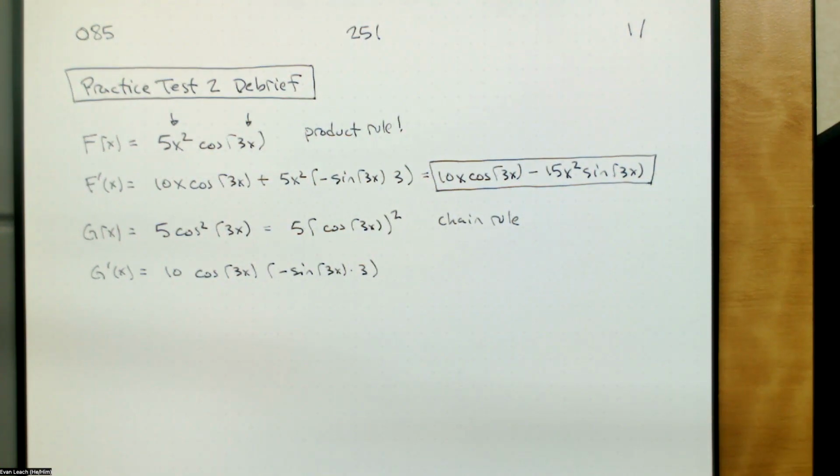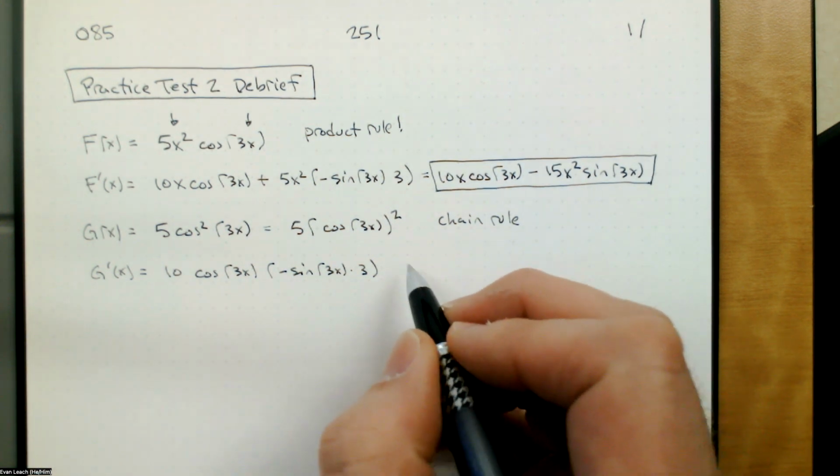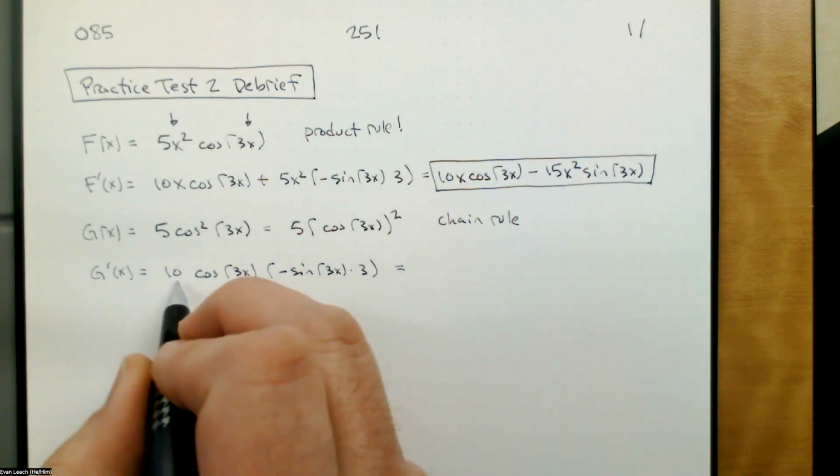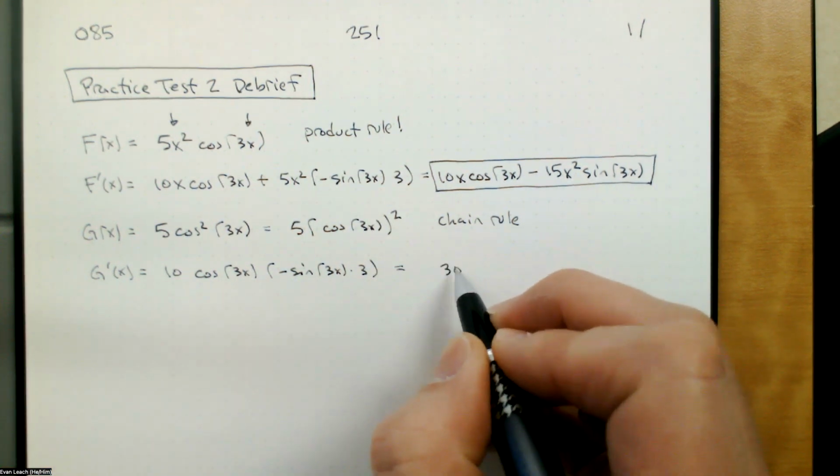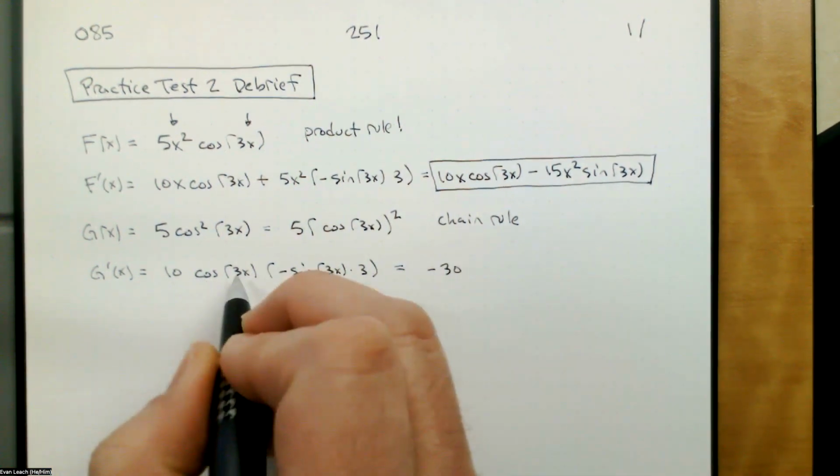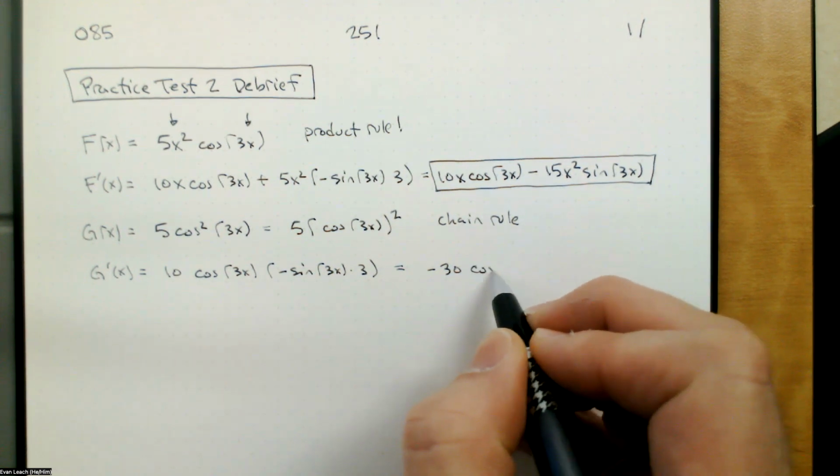We're doing a chain rule, not a product rule. We're only going to have the two terms. Or sorry, we're only going to have the one term. We can clean this up. 10 times 3 is 30. There's a negative cosine of 3x and sine of 3x.